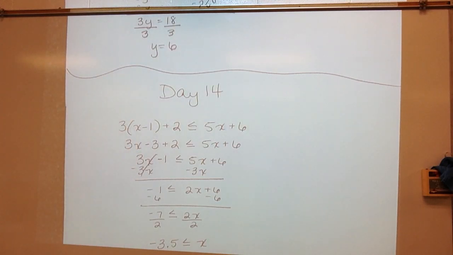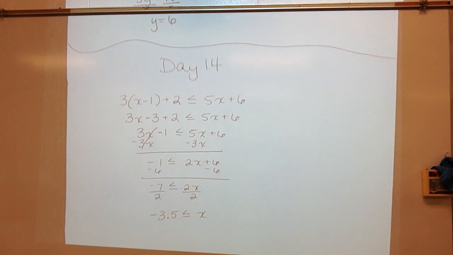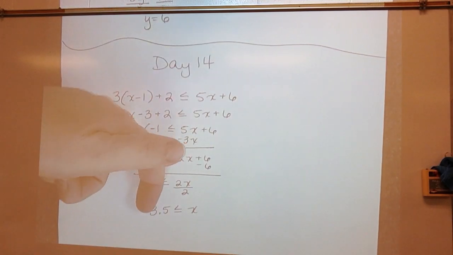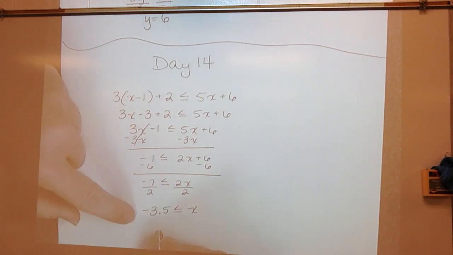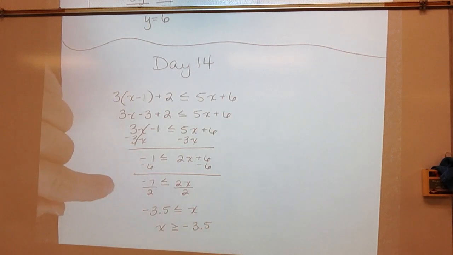Now, guys, make sure you're very careful about how you're reading this. Negative 3.5 is less than or equal to x. I can rewrite that so that my x is in front. But if I do that, then I have to make sure I switch my inequality signs. So now I can see that x has to be greater than or equal to negative 3.5. So the solution set of the inequality is the set of all real numbers that are greater than or equal to negative 3.5. So here's how I would write this.